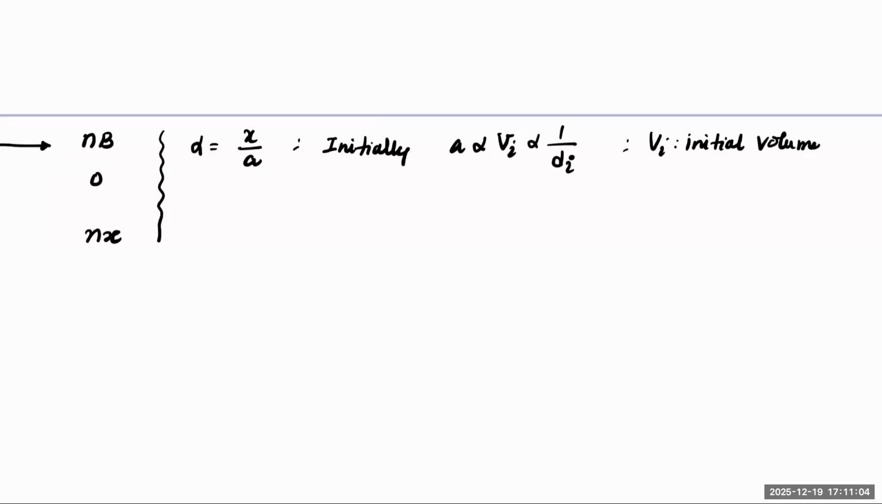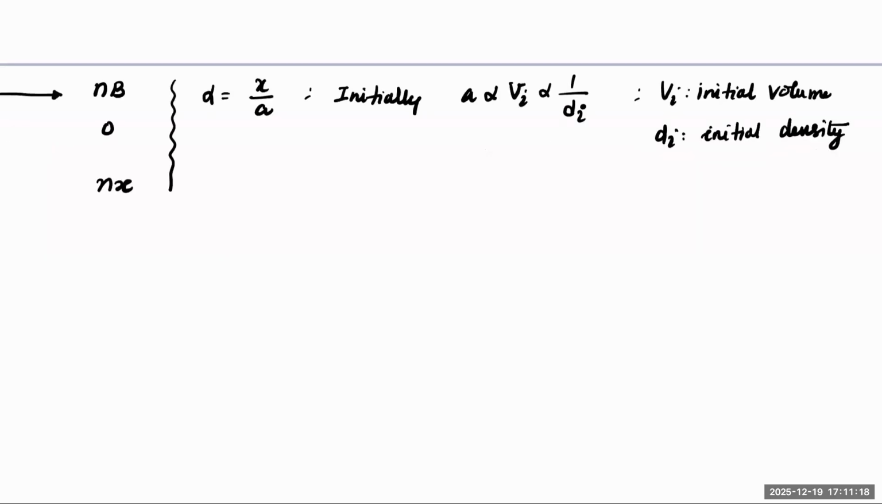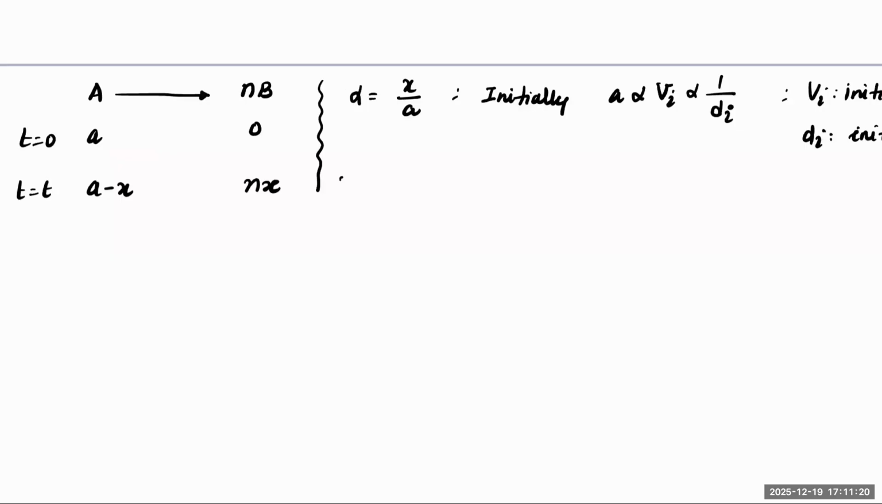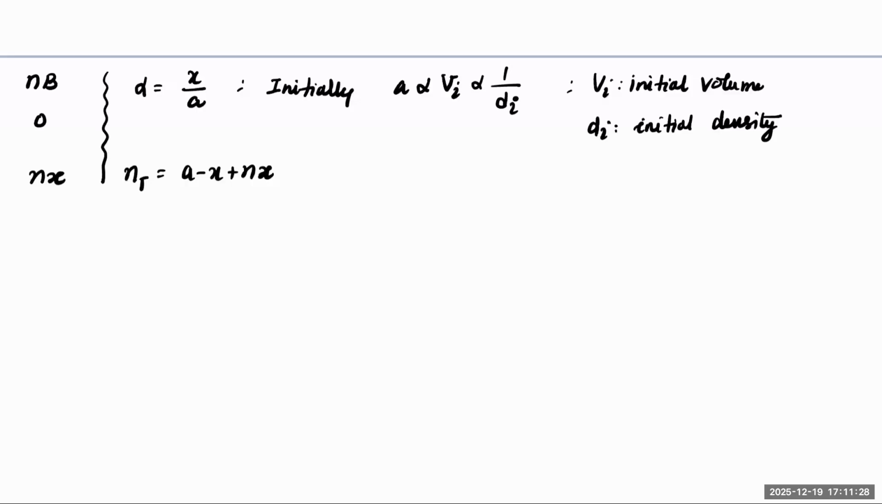So initially we have this volume, and Di represents the initial density. Now after time t, what are the total number of moles? It is A minus x plus nx. These are the total number of moles.